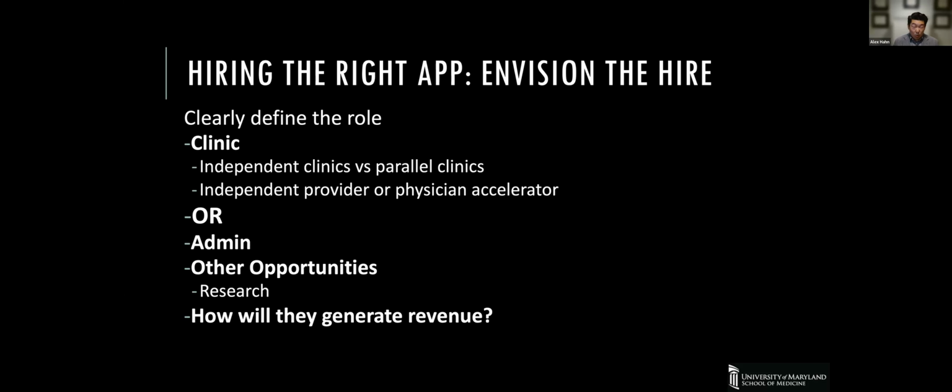Whether or not they have any OR responsibilities, how much admin and inbox responsibilities they have, and whether there are other opportunities you could offer, such as research or education, if you're tied to a PA school or an NP school. And then you do have to figure out how they're going to generate revenue, if your practice is going to pay for it rather than you yourself.